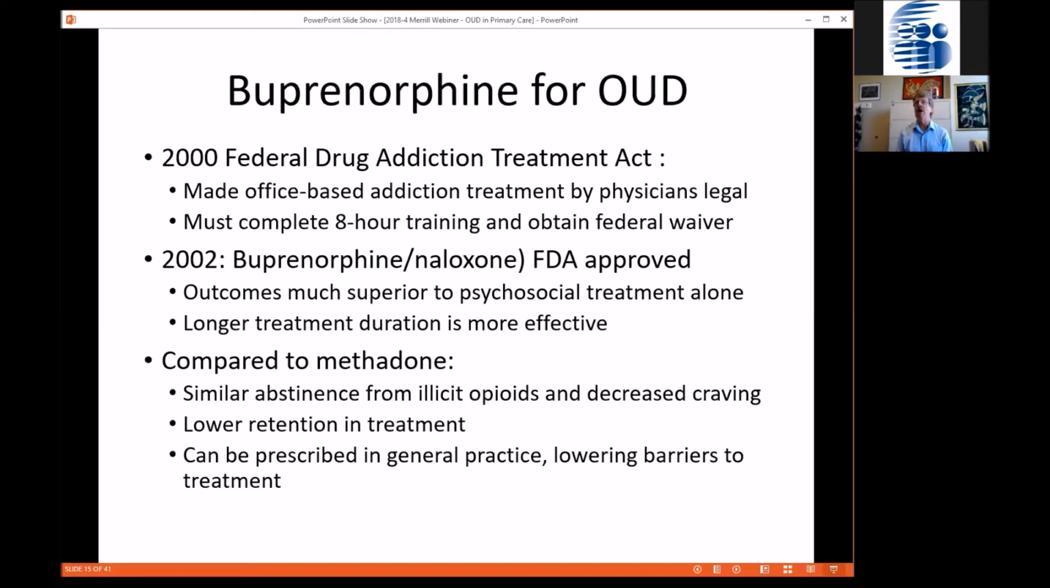Compared to methadone, if you look at people in treatment, buprenorphine and methadone are both really good at getting people off opioids and decreasing craving. However, methadone seems to have an advantage over buprenorphine in terms of retention in treatment. And this has been shown in many studies, and retention in treatment is kind of the gold standard for effectiveness. So methadone may be slightly more effective, but it is also much harder to get, in the sense that buprenorphine can be prescribed in general practice. So the barriers to treatment, having to go every day to get the medication and having it observed, is not the case for buprenorphine.